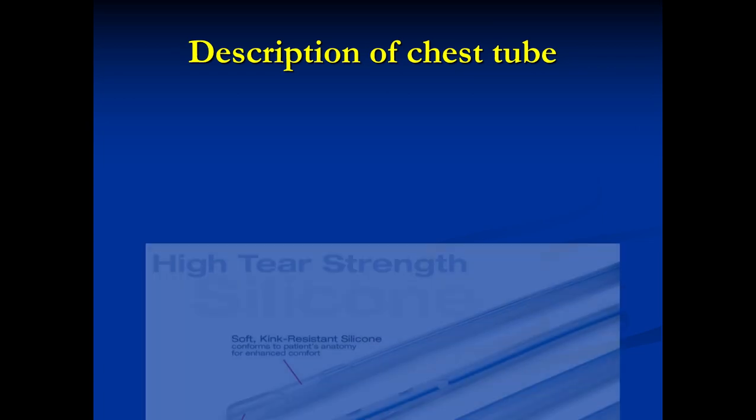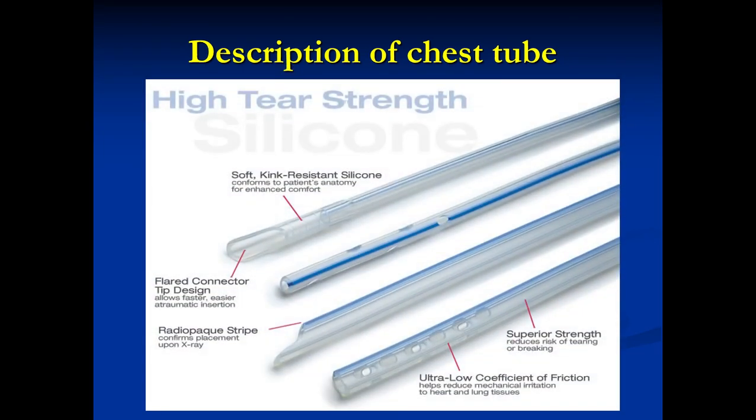Description of chest tube. The chest tube has different shapes and types, but the most important common feature is the presence of side holes on each side, so it gives good drainage of the air or fluid inside the pleura or the mediastinum. That's one thing. The other thing, it has a radio-opaque line, that blue line, so we can see it in the chest X-ray. We can see the position of the chest tube.